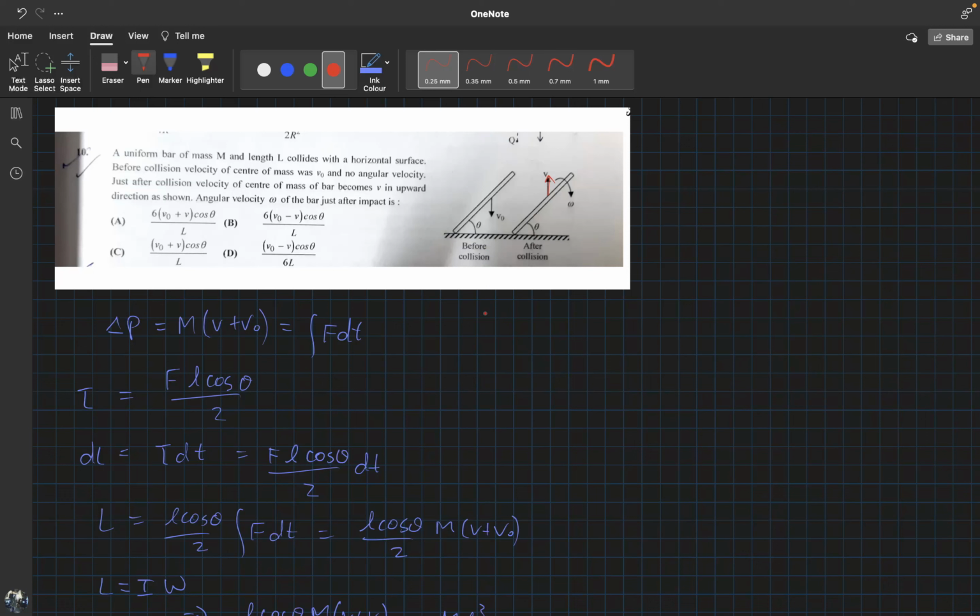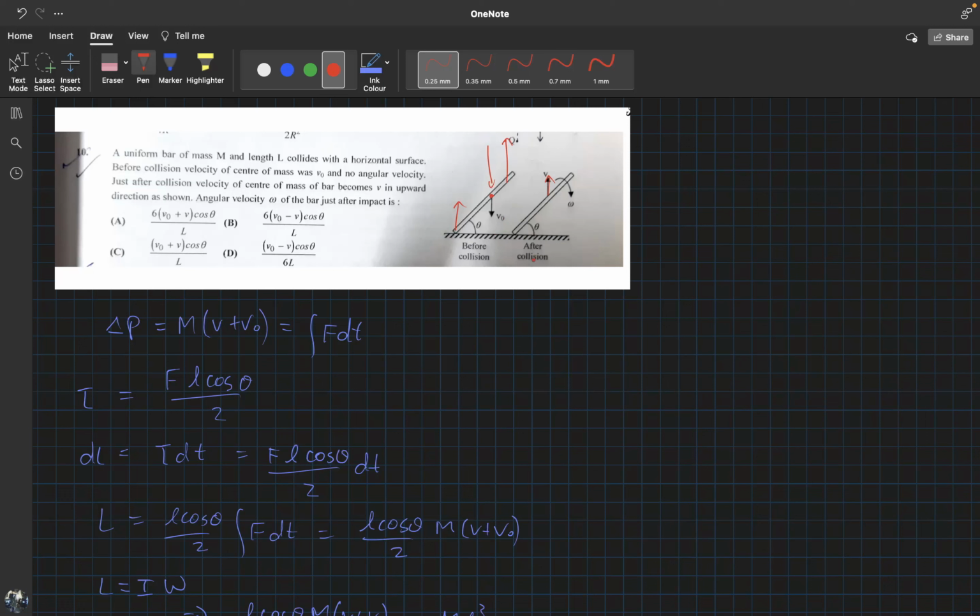Well, the table can only exert an upward force. There's no friction, so the only force acting on it will always be normal to it. The center of mass will not gain any velocity in the horizontal direction. So it came vertically down, and it'll move back vertically up.